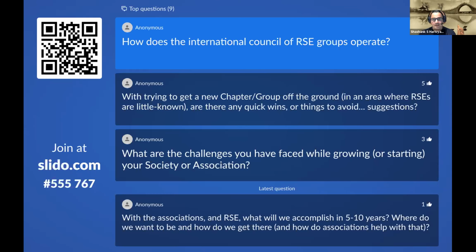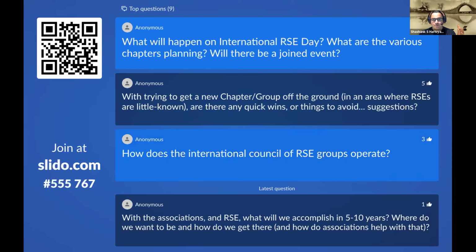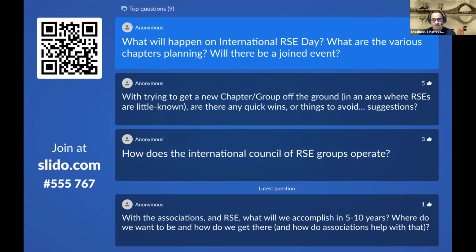For the council, I would say that we have the International RSE Day coming together on October 14th, and I'm looking forward to that as well. That would be a nice occasion to meet and greet with other RSEs from across the group.